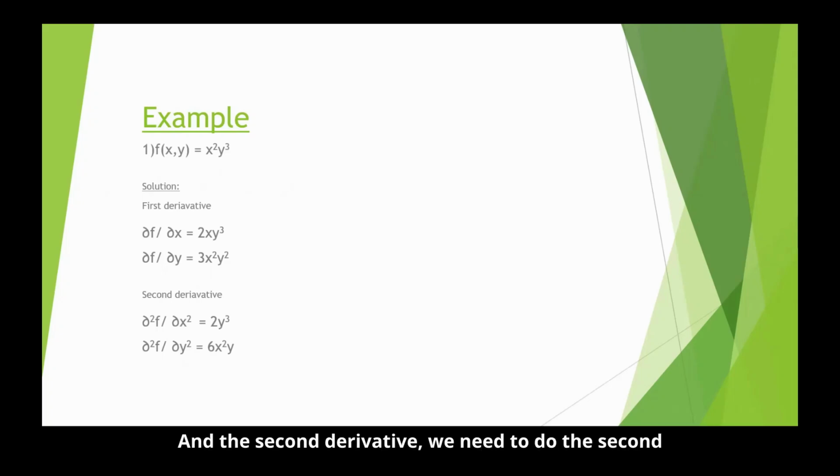And for the second derivative, we do the same like just now. We need to do the second derivative with respect to x. So we use the 2xy cubed to differentiate, and it becomes 2y cubed. And then for the y, also the same. We differentiate this 3x squared y squared, so it becomes 6x squared y.